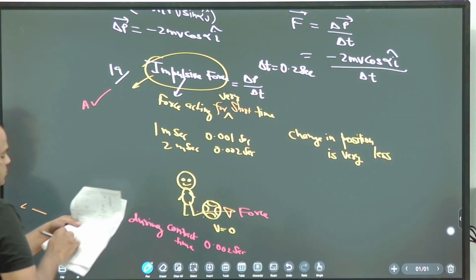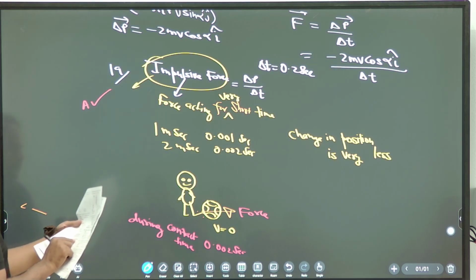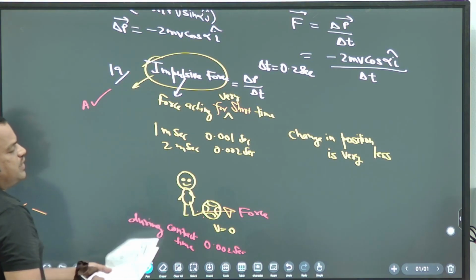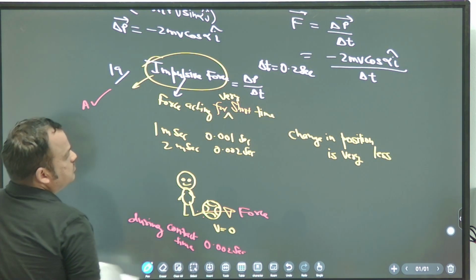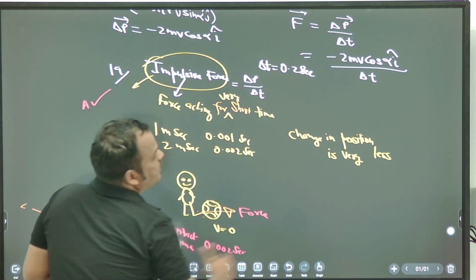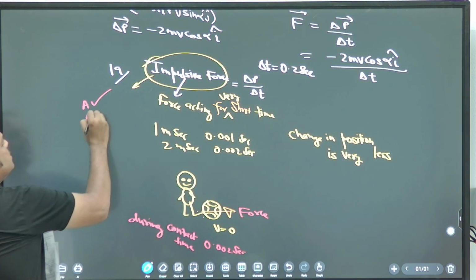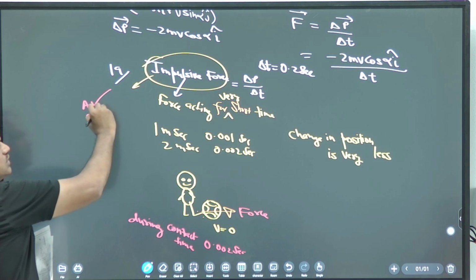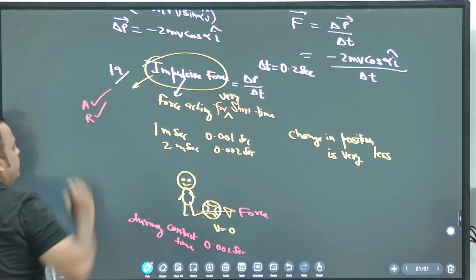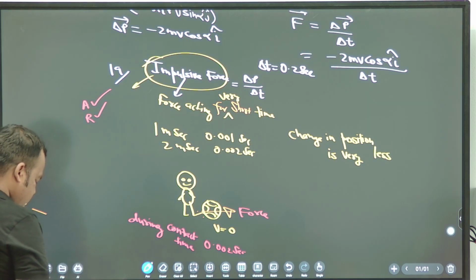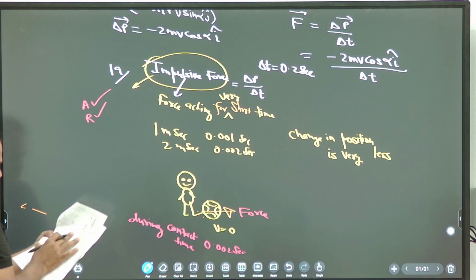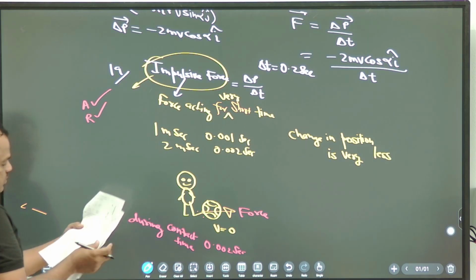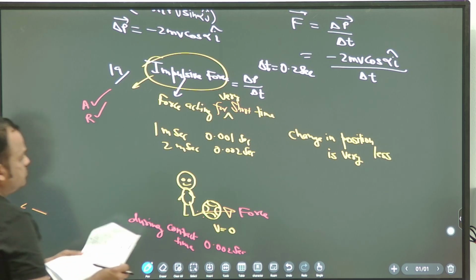Reason: In case of impulsive force, time is very short. Correct. So time is very less, so change in position is very less. So is the reason correct or false? Correct. The reason is correct, and the explanation is also correct. Okay, clear? Now question 18.